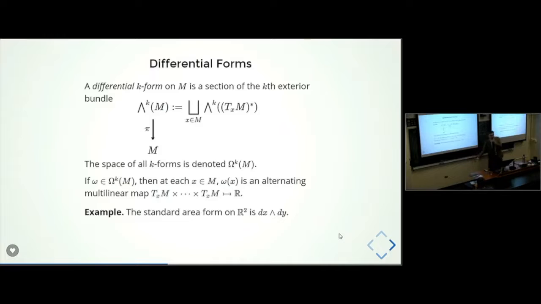So in R2, what's an example of, not a one form, because we already talked about one forms, but a two form? It's supposed to be something that eats a pair of vectors and spits out a number. Okay. Well, for example, this thing, dx wedge dy. Or if you like to think in bilinear form terms, it's this alternating two tensor, right?